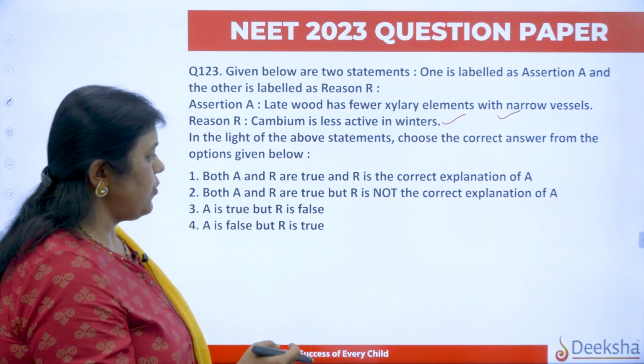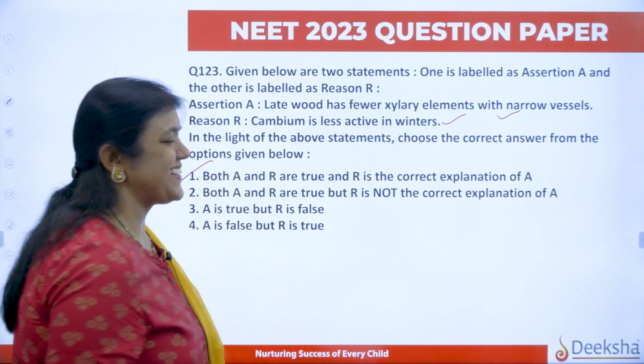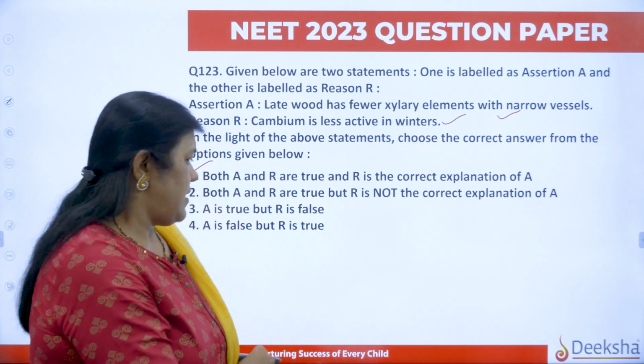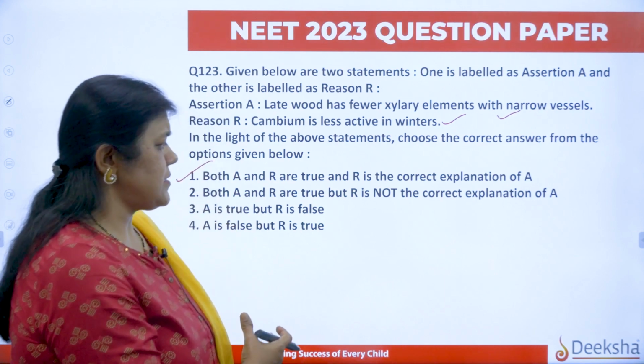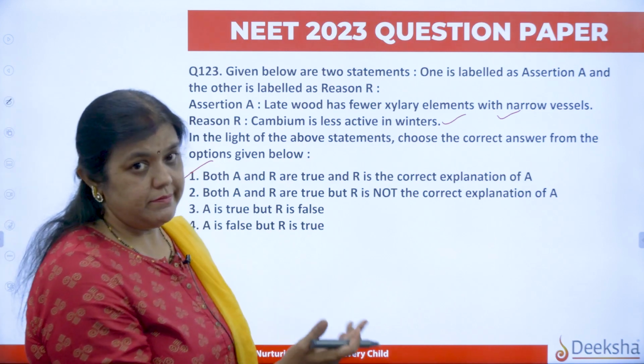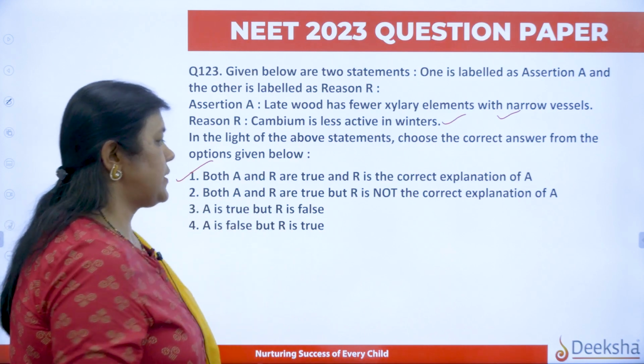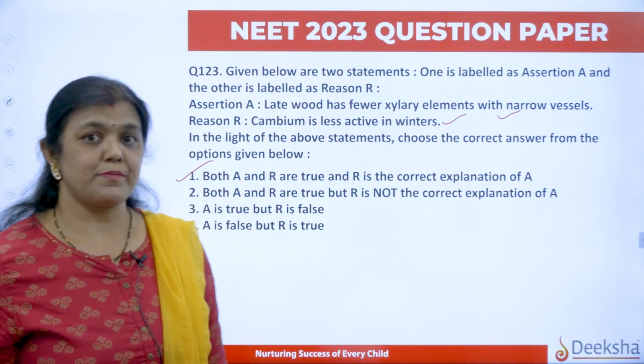Both A and R are true, and R is the correct explanation of A. Oh my God, the first answer itself is the correct answer. Okay, both A and R are true, but R is not the correct explanation. No, obviously not. A is true, but R is false. Wrong. A is false, but R is true. Wrong. So we got the answer: both A and R are true, and R is the correct explanation of A.